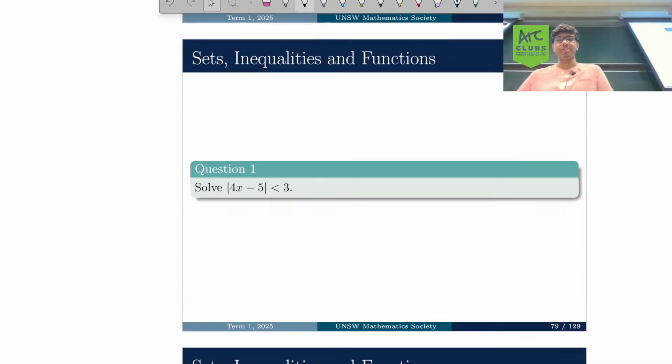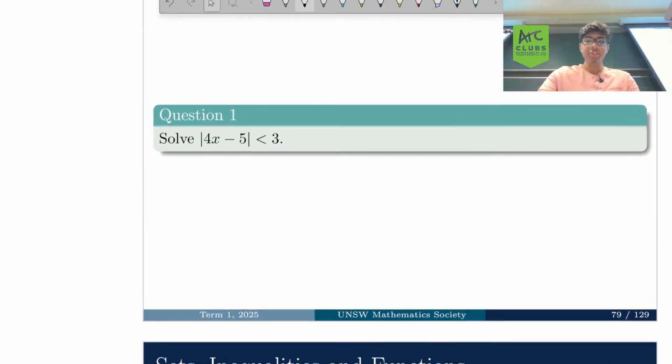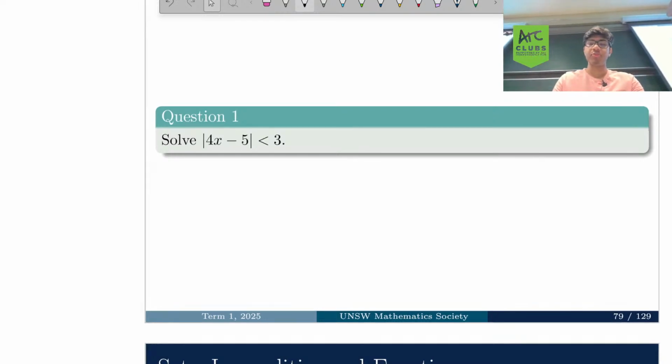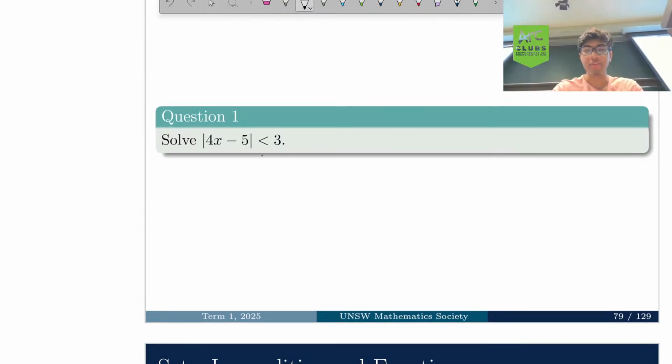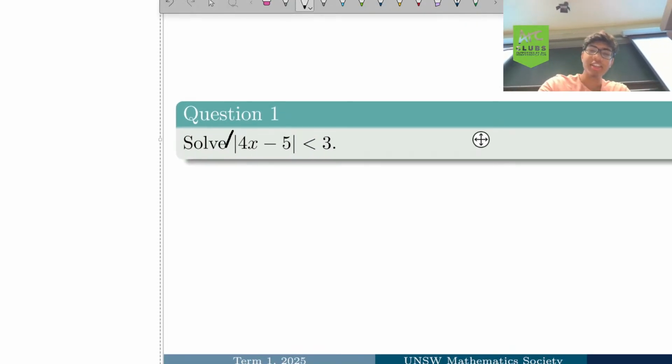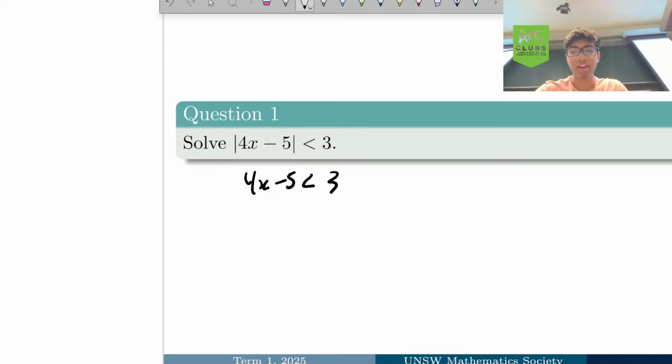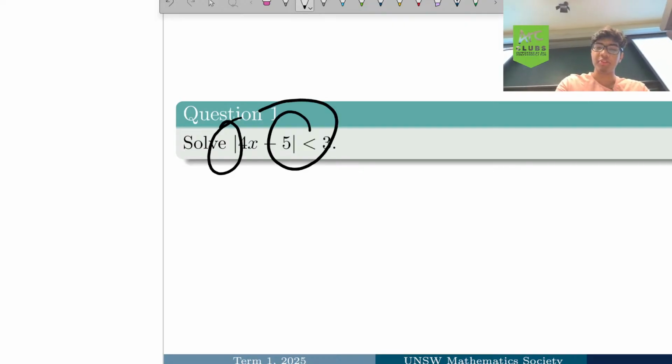Sets, inequalities, and functions. Let's make a start. So this first question, it's solve the absolute value of 4x minus 5 is less than 3. So how do we tackle this? Well, firstly, it's obvious that if I didn't have these absolute values here, then I could very easily just evaluate this inequality here, and I could solve for x from here. And so I really want to think of ways where I can get rid of the absolute value signs.